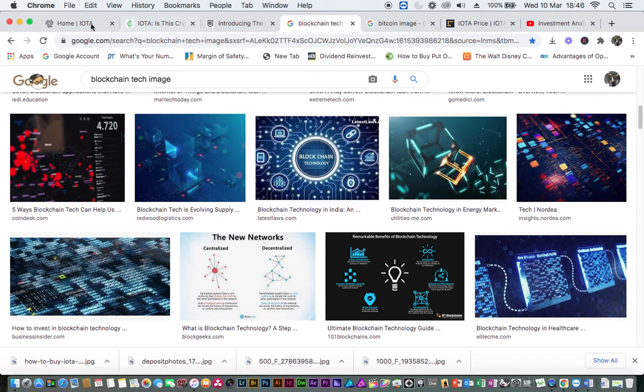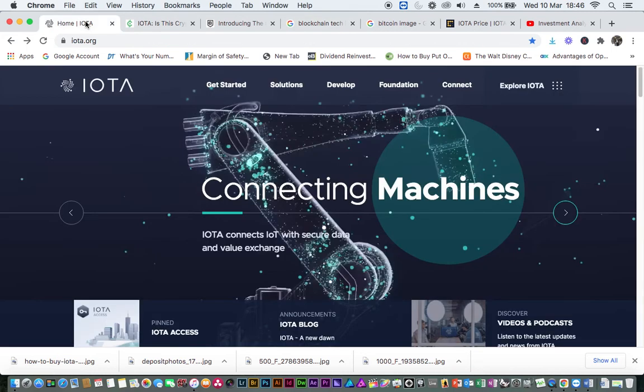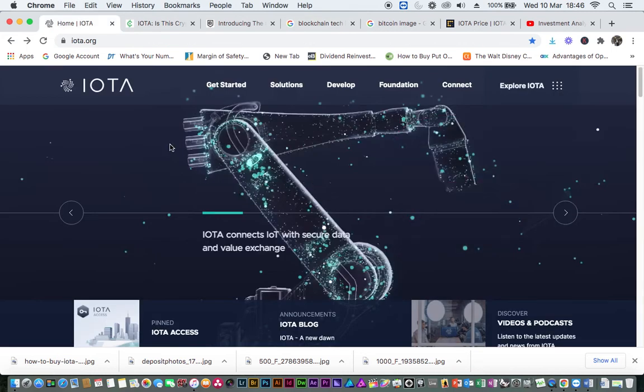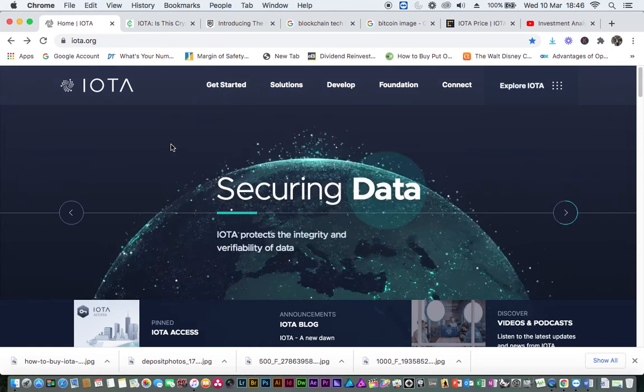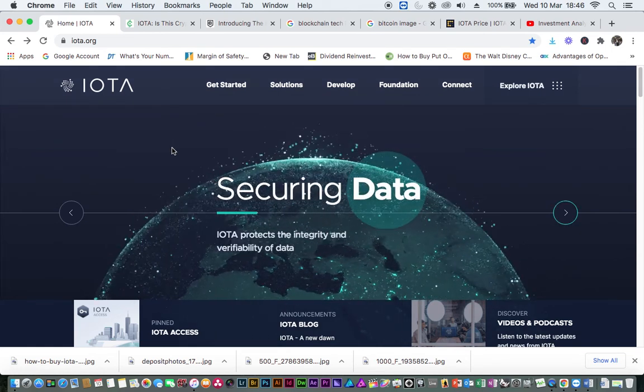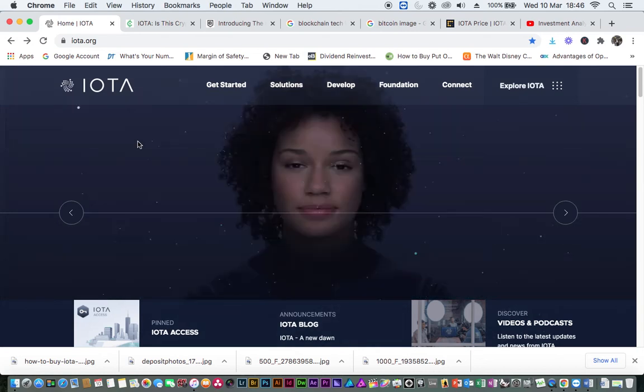And then IOTA steps in with advanced technology to provide a solution to all these potential limitations. So stay tuned to find out how.